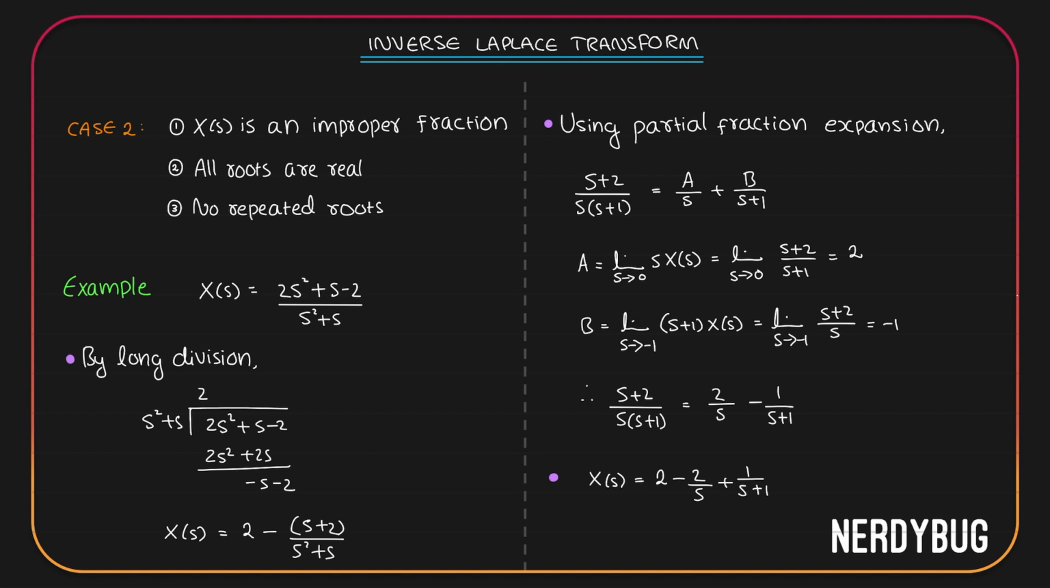So if your X of s is an improper fraction, the only extra step you have to do is long division.